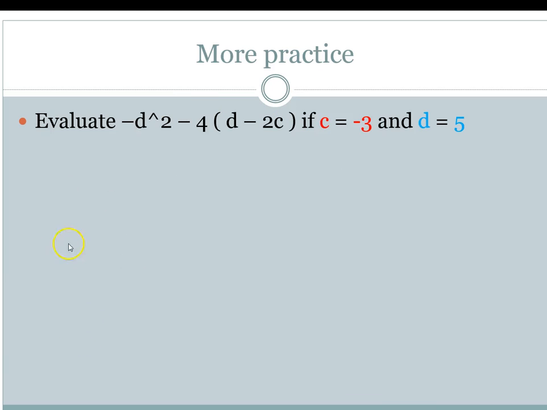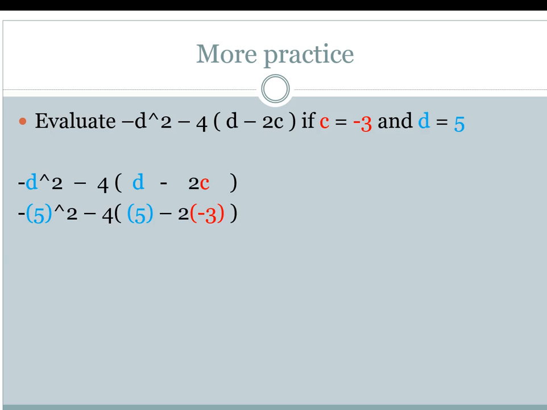So here's more practice. Negative d squared minus 4 parentheses d minus 2c if c is negative 3 and d is 5. So we would write the problem first, and then we would plug in each value. D is 5, d is 5, c is negative 3. And then simplify. Remember that the negative is on the outside again, so this is 5 squared first, and then we're tacking on the negative.